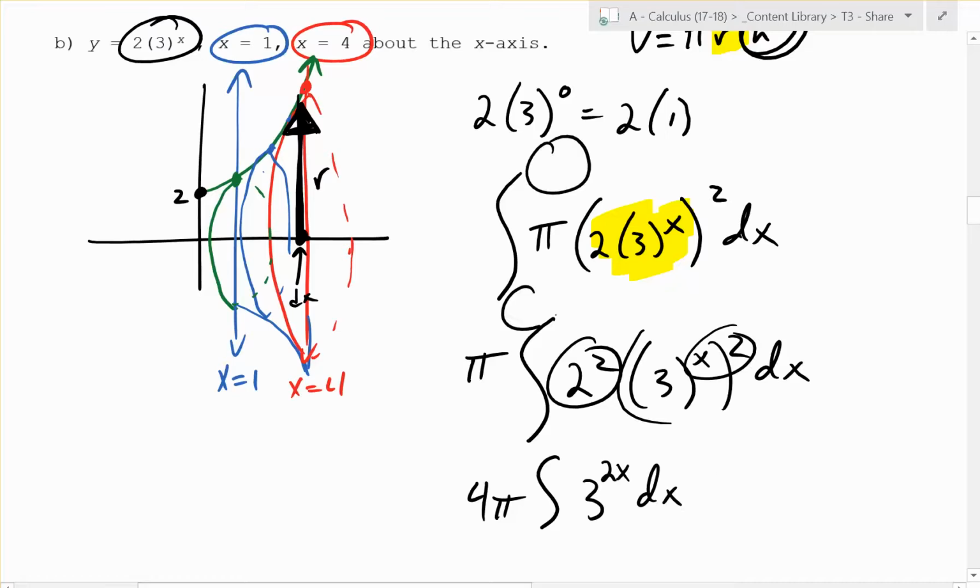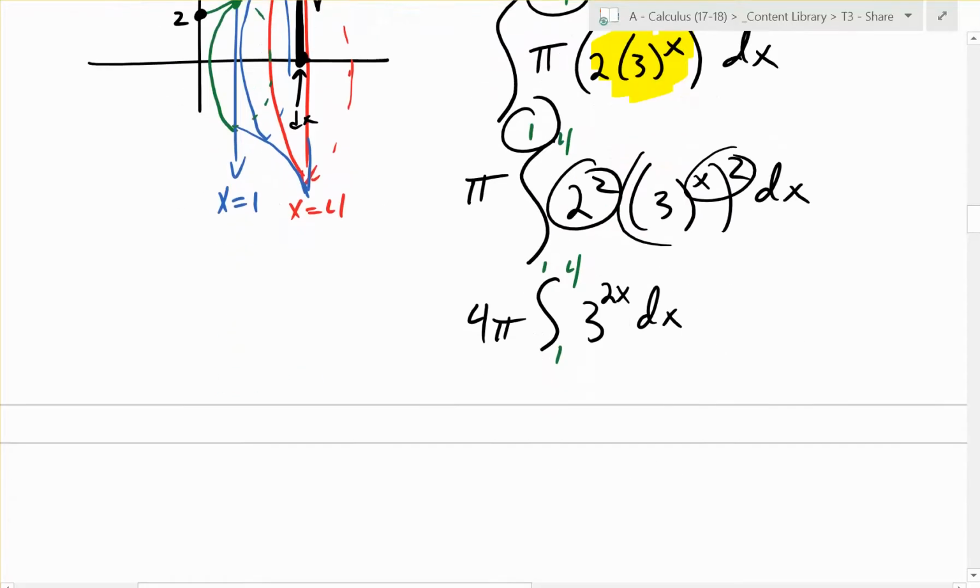And what are the limits of integration going to be? Well, the left side is 1 and the right side is 4. So it's 1 to 4. So you end up with this integral right here that we need to evaluate.